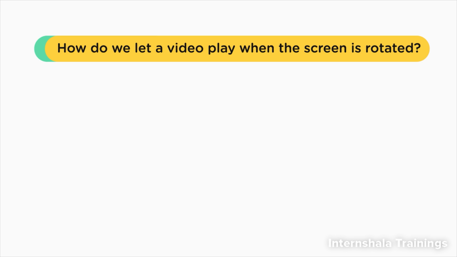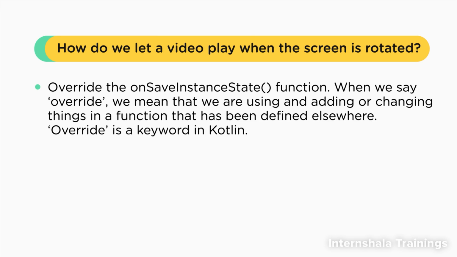Well, to do this, we have to override a function called onSaveInstanceState. Don't get confused by the word override here. We have already covered this in Module 2, but for revision, when we say overriding, we mean that we are using and adding or changing things in a function that has been defined elsewhere. Even if we use a function that has been defined at some other place, as it is, we use the term override. It's a keyword we use when we want to use functions belonging to the parent class.